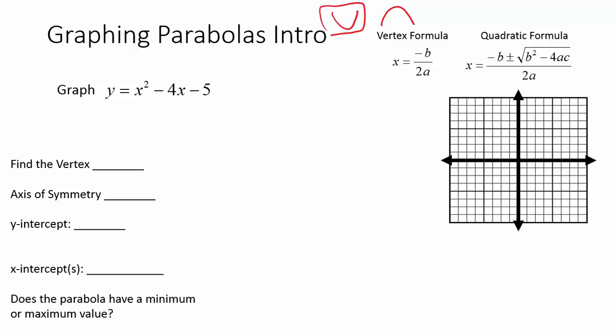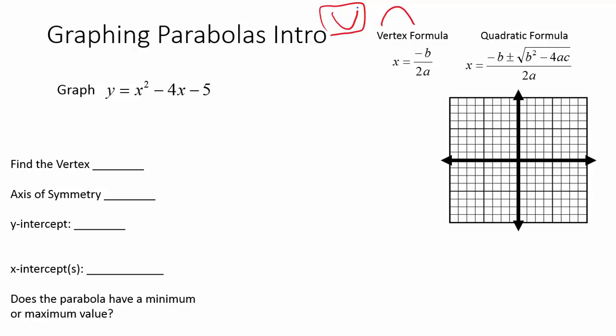And we're going to have to sometimes find a number of things to go along with this graph so that when we graph it, we kind of get a complete picture. So oftentimes we're asked to find the vertex, axis of symmetry, the y-intercept, the x-intercepts, and decide whether the parabola has a minimum or a maximum value. And actually, we can answer this bottom question right now.